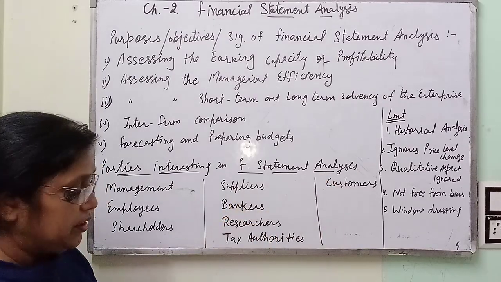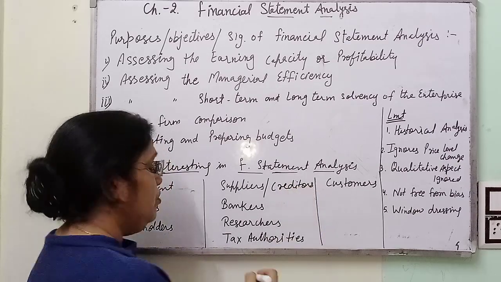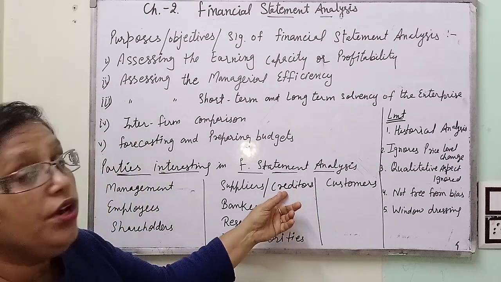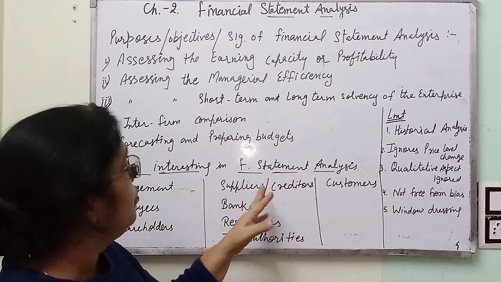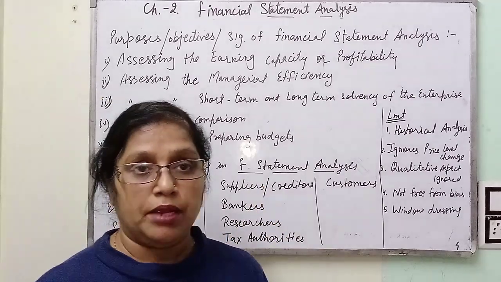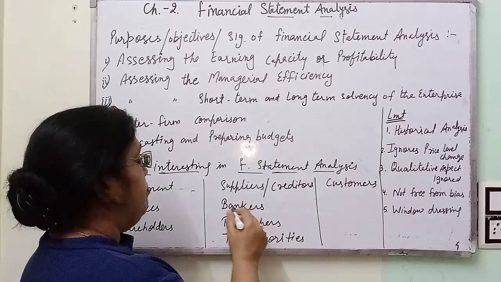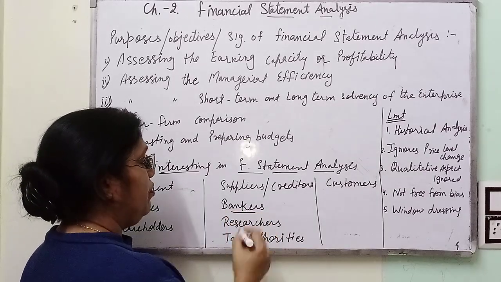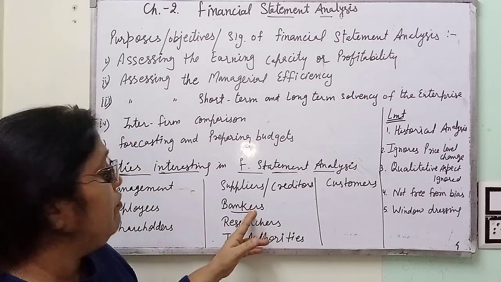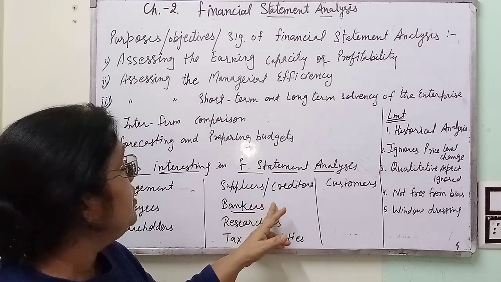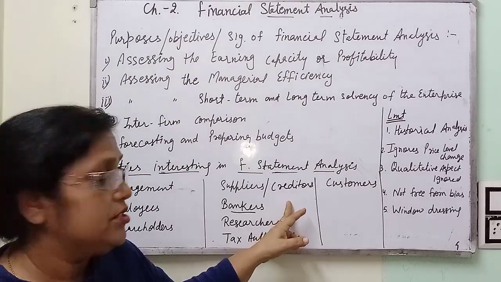Next is suppliers. Suppliers, we can also say creditors, are the persons who provide goods on credit to the company. So they want to know this analysis to verify whether they will get their money back, the principal amount with interest, in future. Banks are the institutions that provide loans to companies. They are artificial persons. They provide loans, so they are also interested in knowing about the refund of the principal amount and interest.